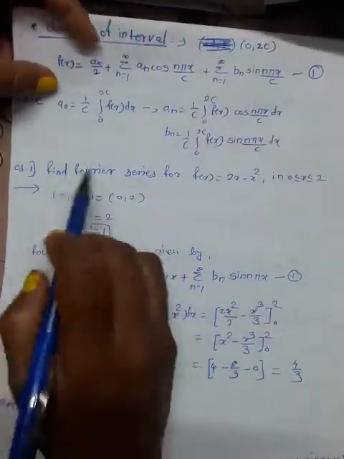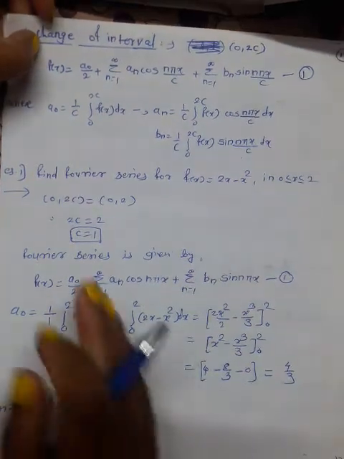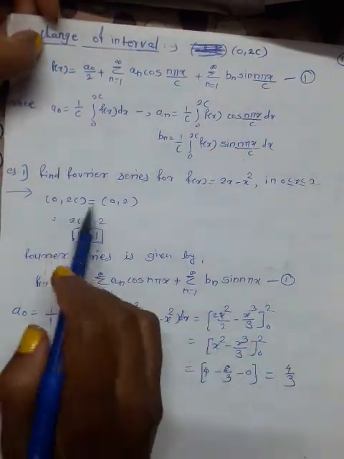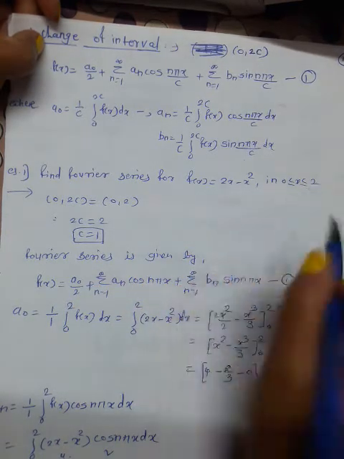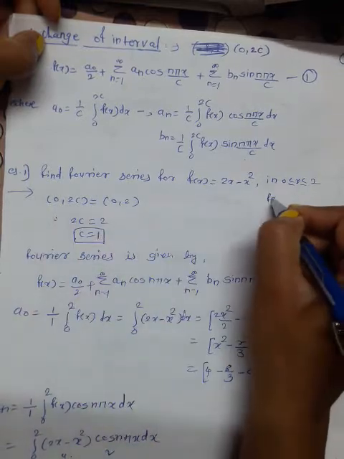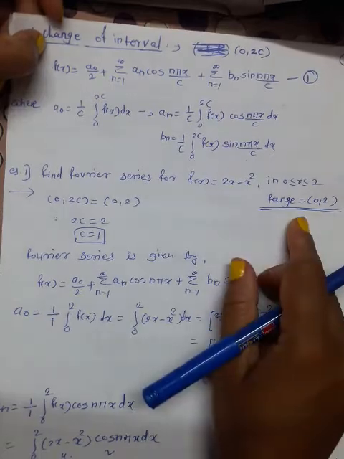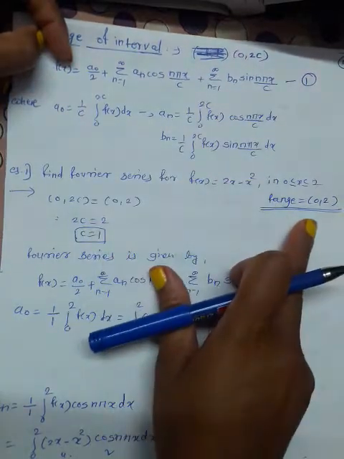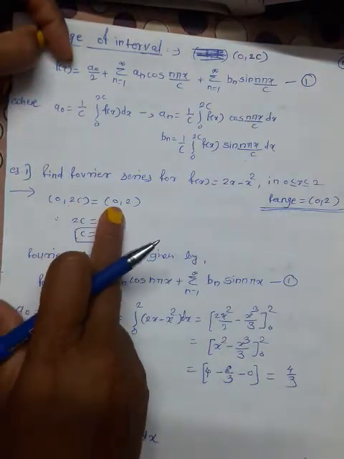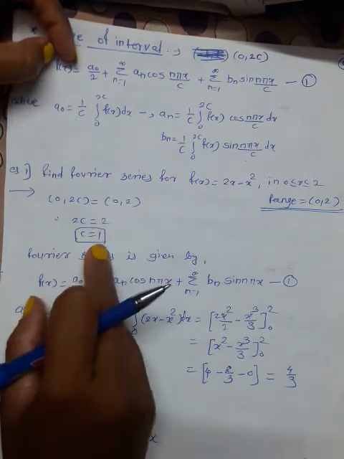Now let us see the examples. In this particular example, we have to first find out c value by comparing the range only. Rest of the example is same. Now find the Fourier series for the function f of x is equal to 2x minus x square in the interval 0 to 2. The range is 0 to 2, means it is a general interval, and for a general interval you have to use this theory. For this theory, first we have to calculate c. Compare this range with this range. 0 to 2c is equal to 0 to 2. Therefore, comparing the numbers, 2c is equal to 2, c is equal to 1.